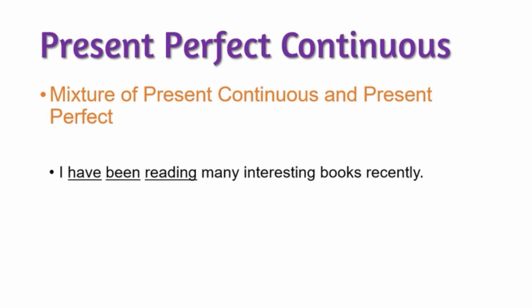I have been reading many interesting books recently. Look, I have as an auxiliary, been, which is part of the continuous form, but be in the past participle, have been reading with the ing. It means that in the recent past or in the last weeks, I have been reading books, interesting books.